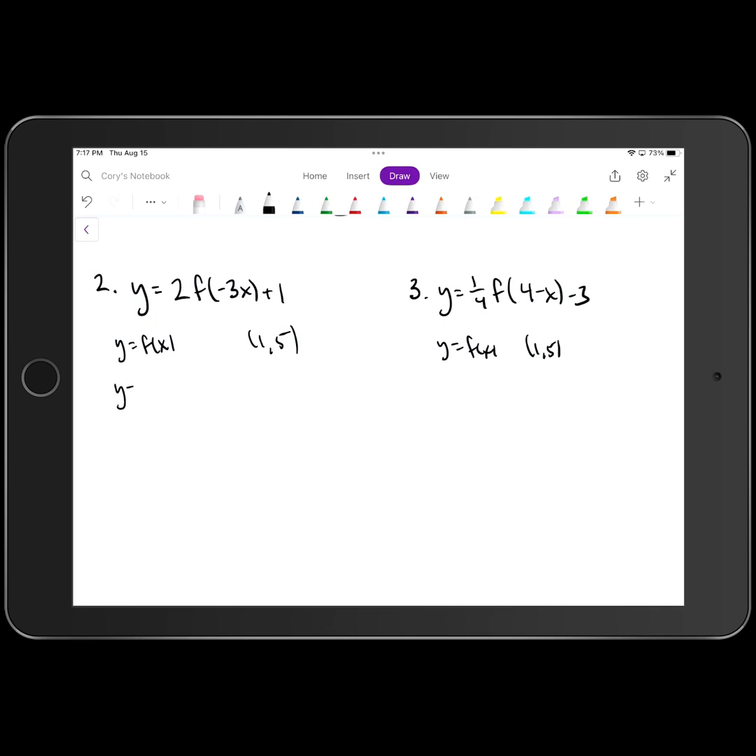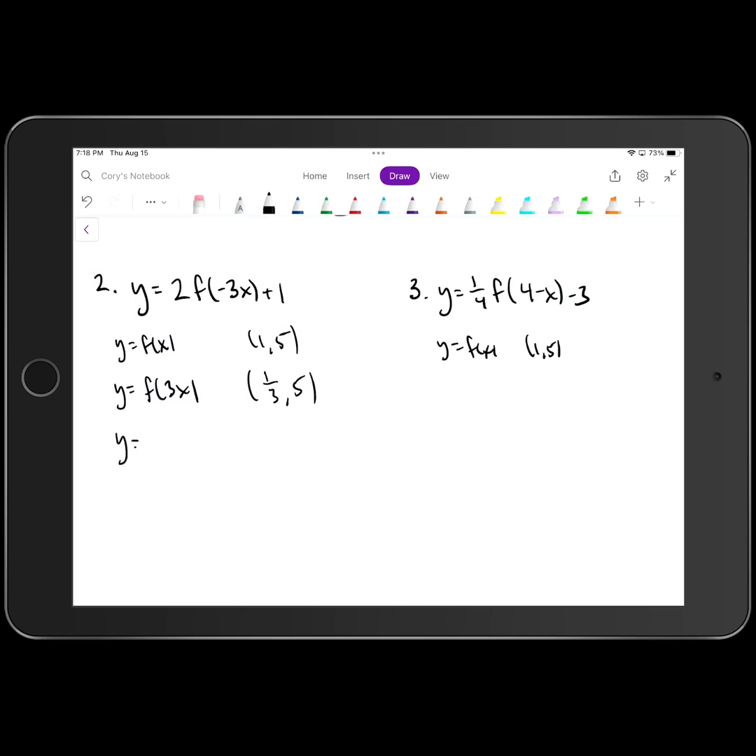Okay, so I'm going to start by taking f of 3x. So when I take f of 3x, I know that that is going to be a horizontal compression, which affects the x coordinate of our point. We're going to multiply the x coordinate of our point 1 by the reciprocal of that coefficient, which is 1/3, and 1/3 times 1 gives me 1/3. The y coordinate remains 5.